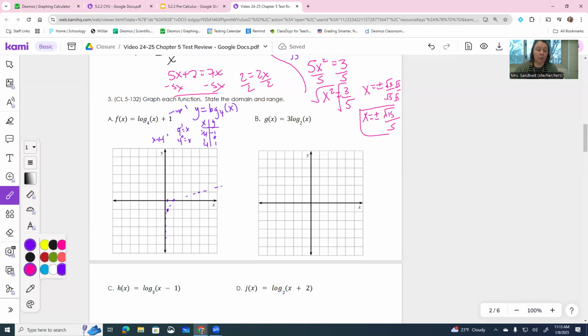I could take, to change colors here, I could take this up 1. I could take this up 1. I could take this up 1. And then here's my graph. Right, so that's one way that you could get your graph.